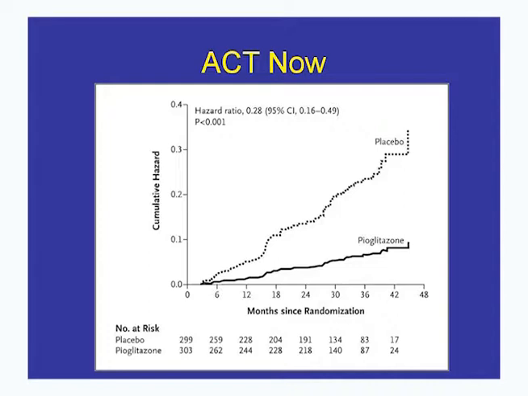And again, what you can see here is the difference in the incidence of diabetes over time, where those who were on the pioglitazone had a much lower risk of developing diabetes. The risk was cut by nearly 80% from this estimate from this study.